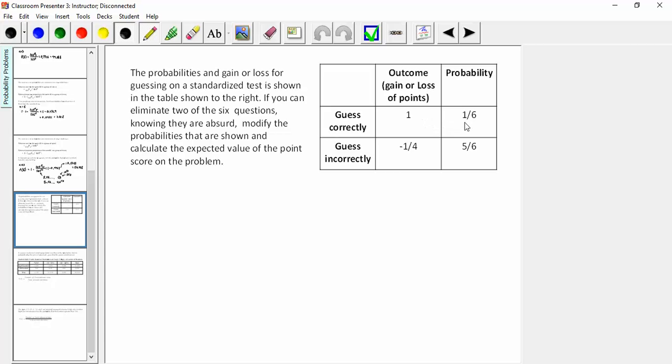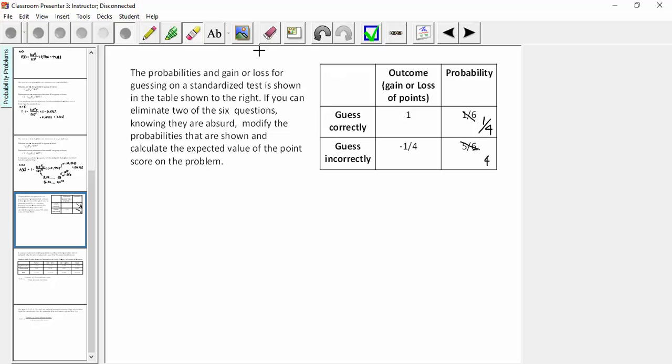So what's the probability of guessing correct? It's no longer 1 over 6. It's 1 over 4. And the probability of guessing incorrect is no longer 5/6. It's the complement of 1/4. It's 3/4. Messed that one up good. Yeah, that's what it is.